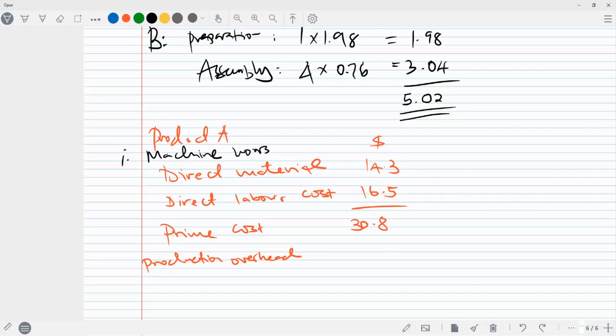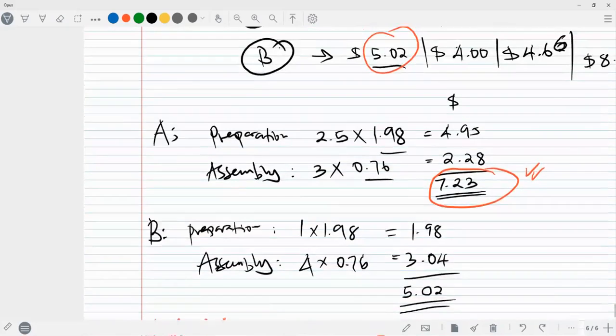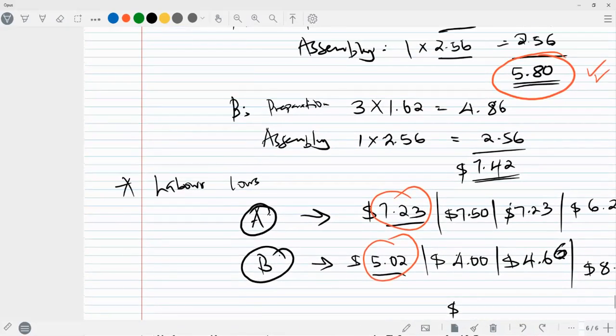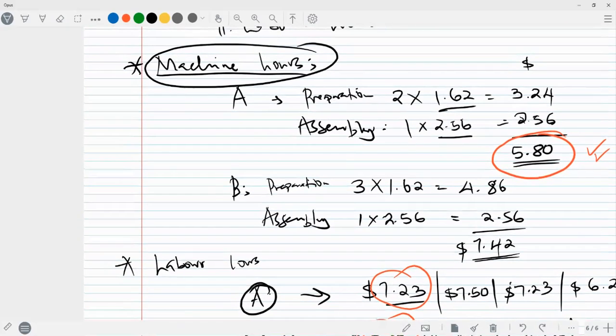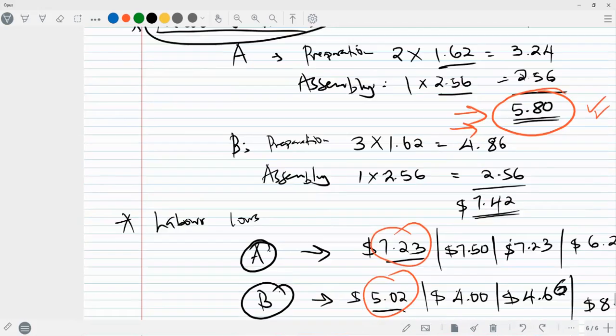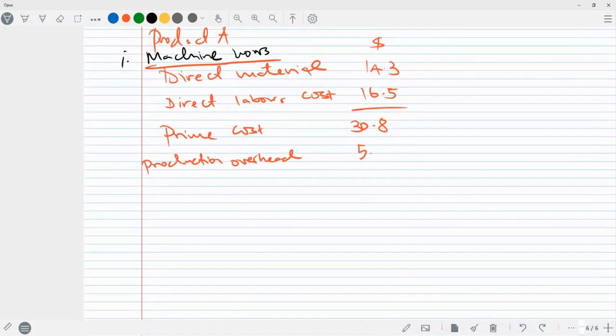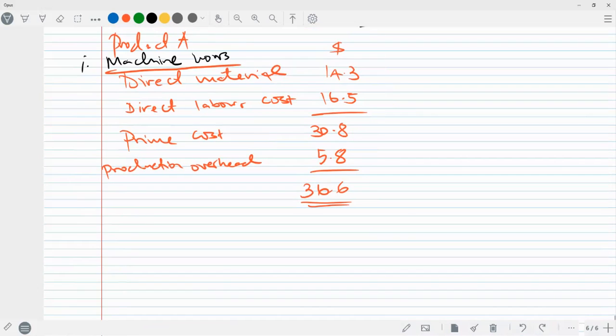Therefore, the prime cost for A is 30.8, and we add the production overhead. The first basis is the machine hours as the base of absorption. Therefore, the overhead for A is equal to 5.8, so plus 5.8, to give 36.6, I guess. That is the cost of product A if we use machine hours as the base of absorption.